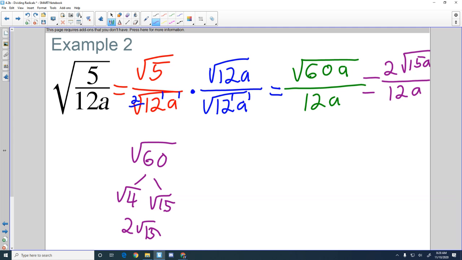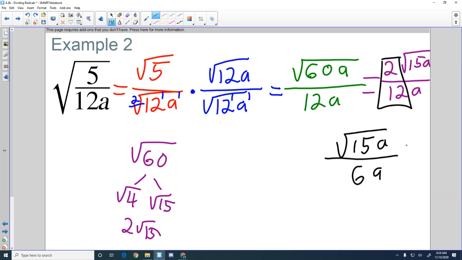Am I done? There's one last thing we can simplify, right? Looking at those coefficients, I have 2 over 12. Well, 2 over 12 simplifies to 1 over 6. So the final answer would be the square root of 15a divided by 6a.